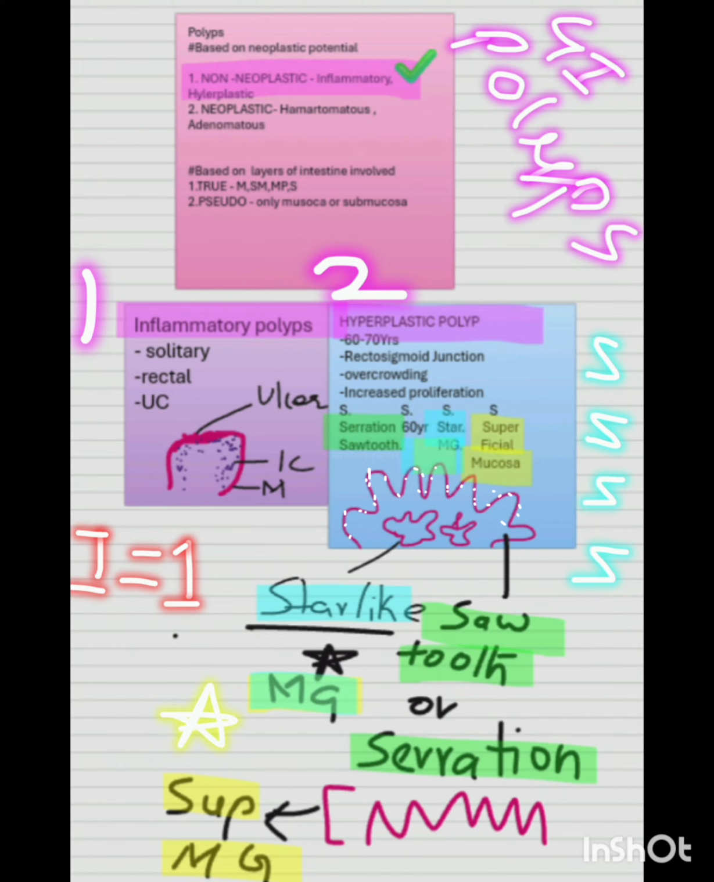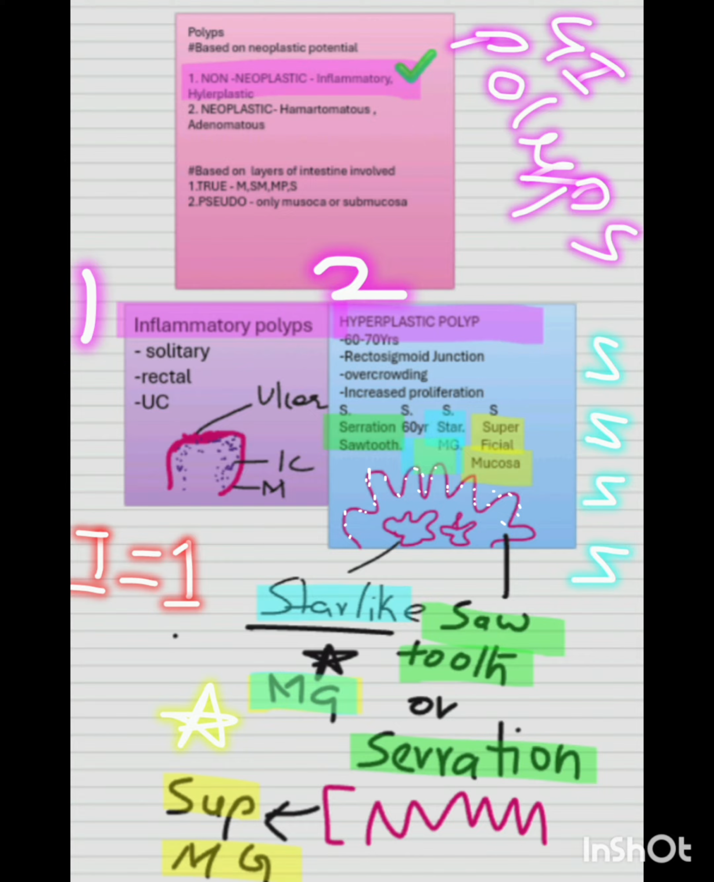Okay, today we are going to start with GI polyps. Based on the neoplastic potential, it can be divided into non-neoplastic as well as neoplastic. Today we are going to deal with non-neoplastic. It involves two types of polyps, that is inflammatory as well as hyperplastic polyp.